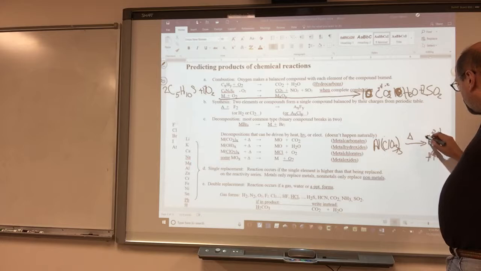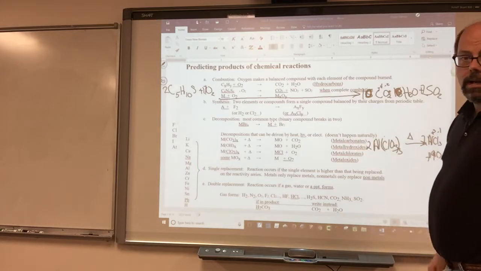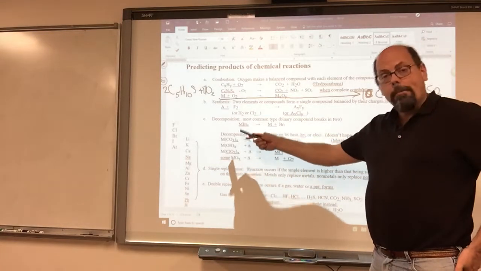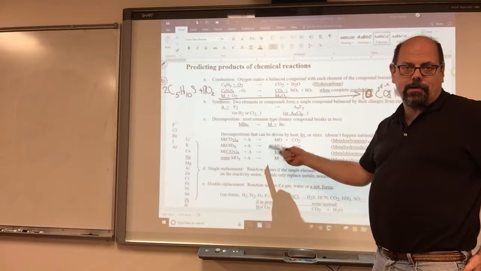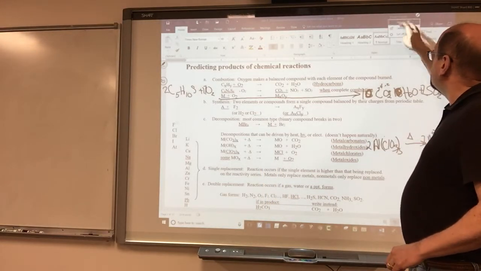So I'm taking the half out of there. I'm going to put a 2 in there and a 2 in there. Okay? So that's how decompositions are predicted. You just throw them apart, except for these ones that are more than 2 elements. Then look at this pattern to help you solve those. All right? I'm going to take these out of here, clear this ink.